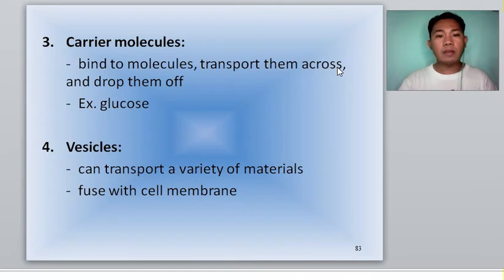Another way is through carrier molecules. Carrier molecules usually bind to molecules, transport them across, and drop them off. One example of molecules that use carrier molecules is glucose. Also, through vesicles, this can transport a variety of materials, usually fused with the cell membrane.